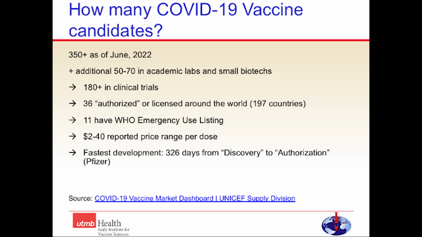So from that, 36 vaccines are authorized, I'll explain that in a minute, or licensed around the world, and they're used in 197 countries. 11 have what's called WHO emergency use listing, which means they're approved for use in multiple countries. The cost of these vaccines varies from $2 to $40 a dose, and the fastest development on record for a vaccine has been achieved: 326 days from discovery to authorization for Pfizer. It's an amazing record. Normally it takes between 9 and 20 years to get a vaccine through the whole pipeline from discovery to licensure. Here it's been done in 326 days.